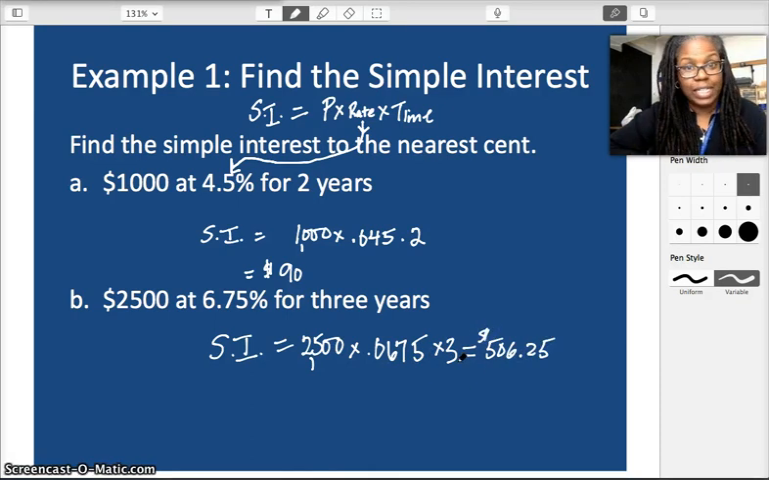So simple interest has a really simple equation that we can use, and it looks a lot like the percent equation.